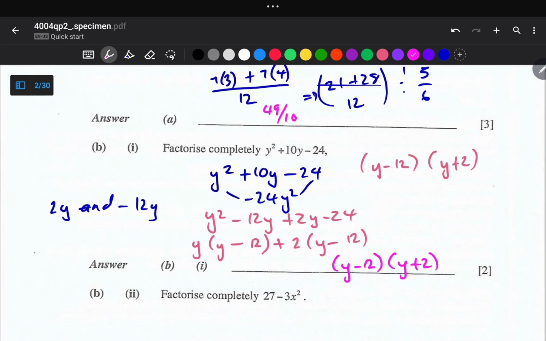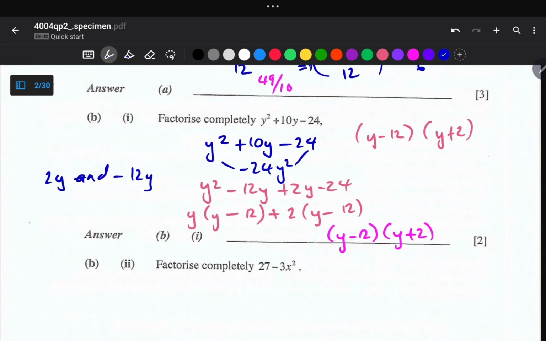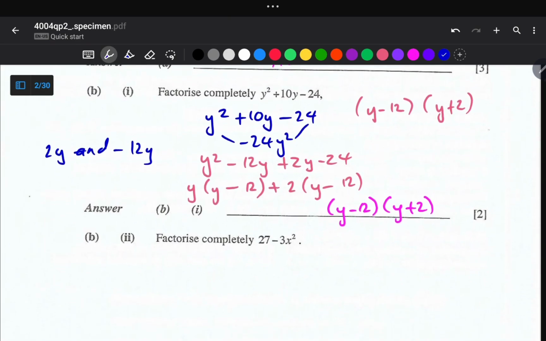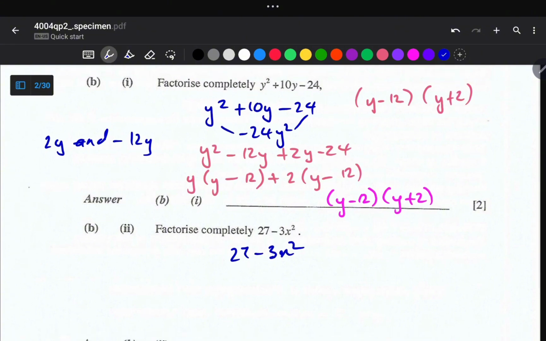Let us move on to part (b) of the question, which says factorize completely 27 minus 3x squared. So here we have 27 minus 3x squared. We can factor out 3 because 3 is our common factor. If we factor out 3, 27 divided by 3 gives us 9, and 3x squared divided by 3 gives us x squared.